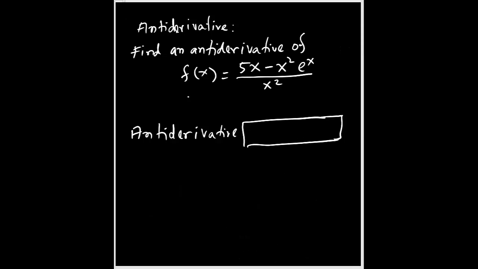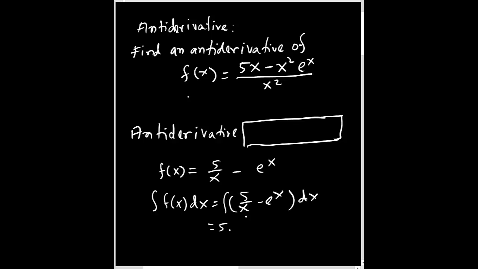Our next problem is to find the antiderivative of f of x equals 5x minus x squared e to the x, all over x squared. So first let us simplify the function. You have f of x equals, if you distribute x squared, 5 over x minus e to the x. You can write it like this, or you can say like this.